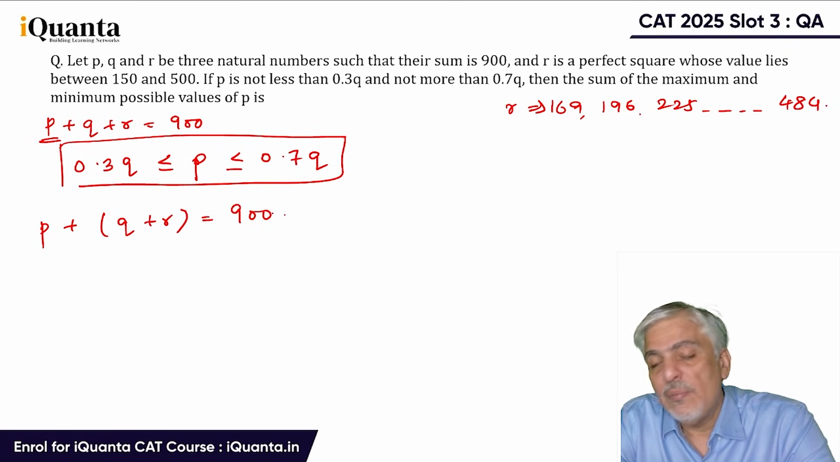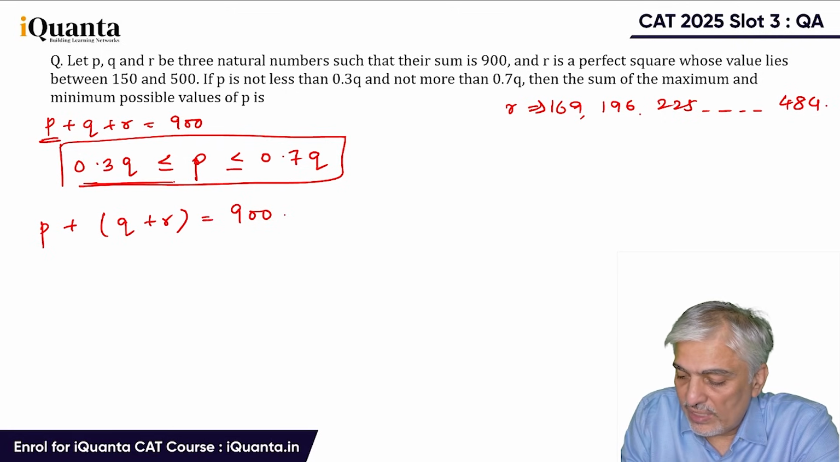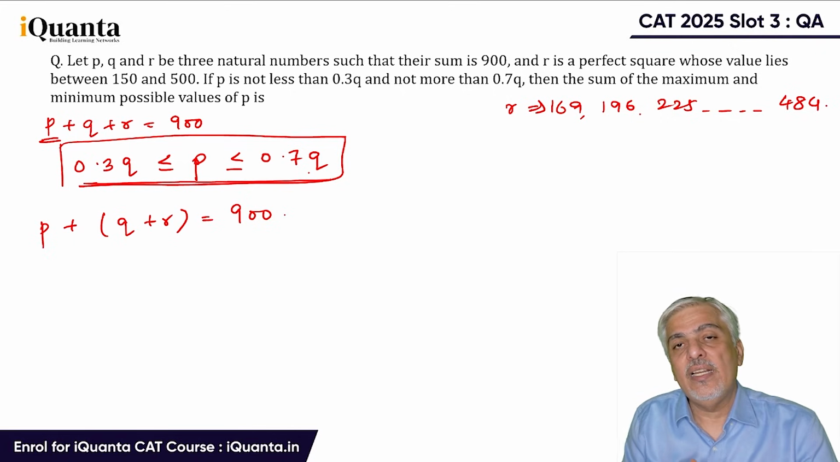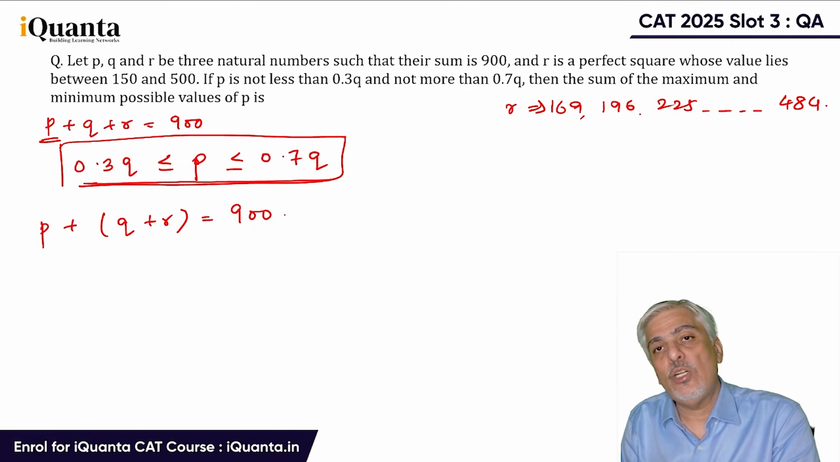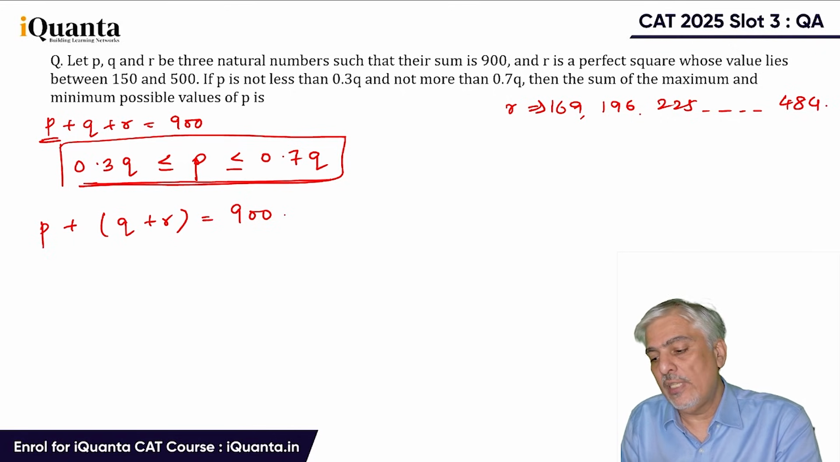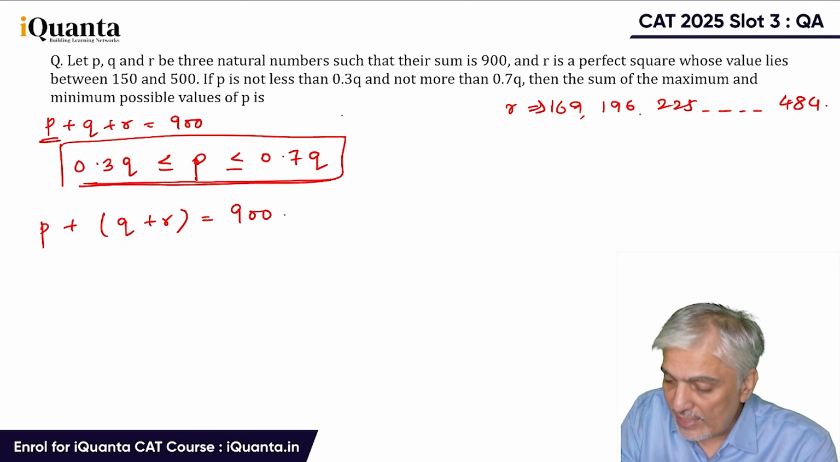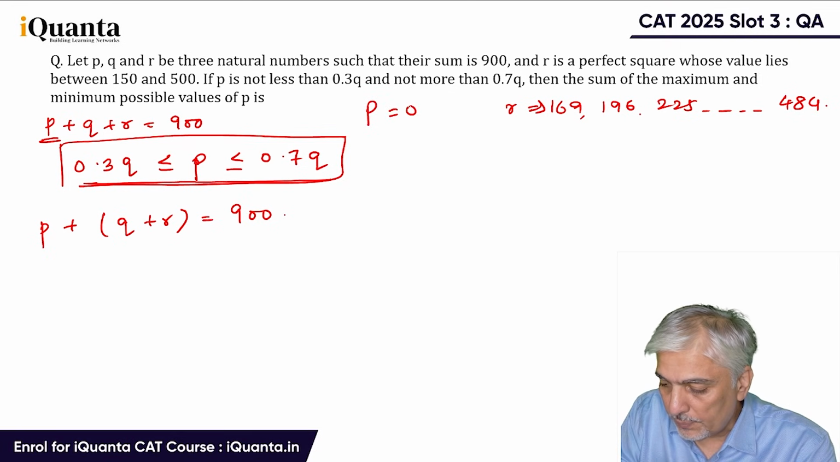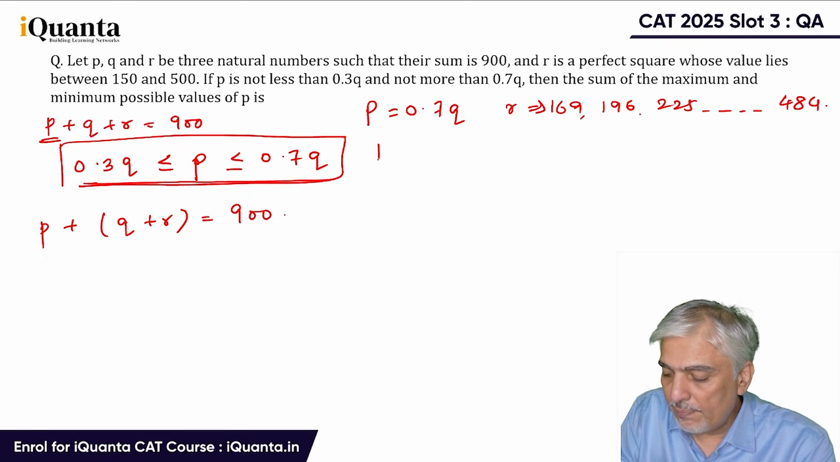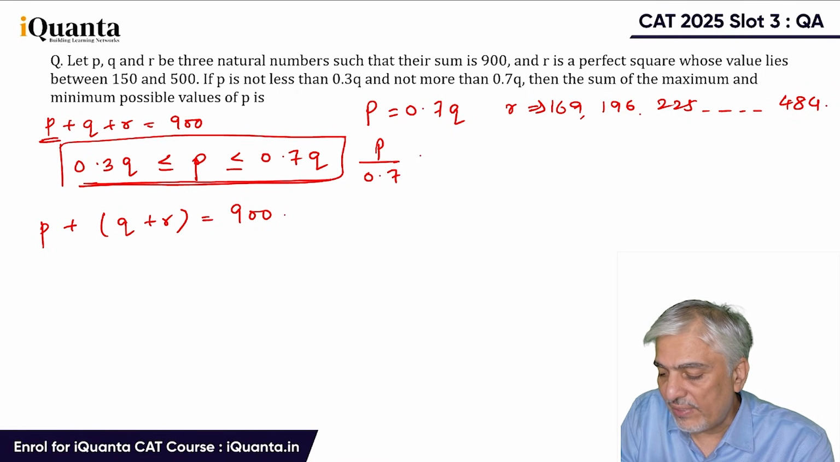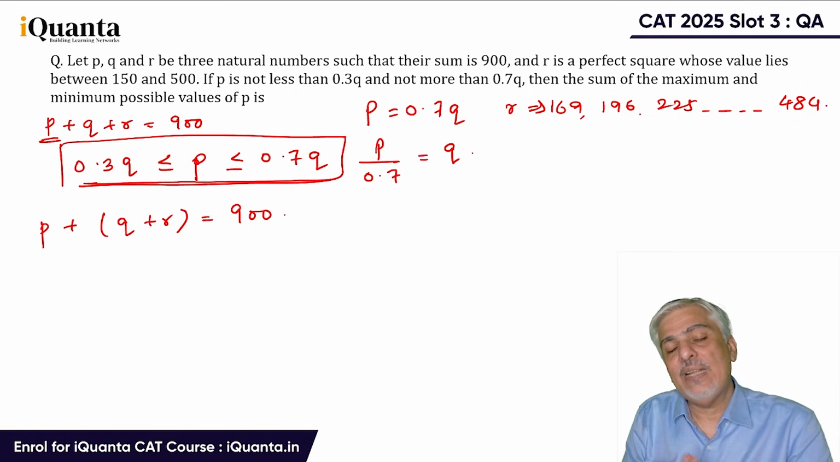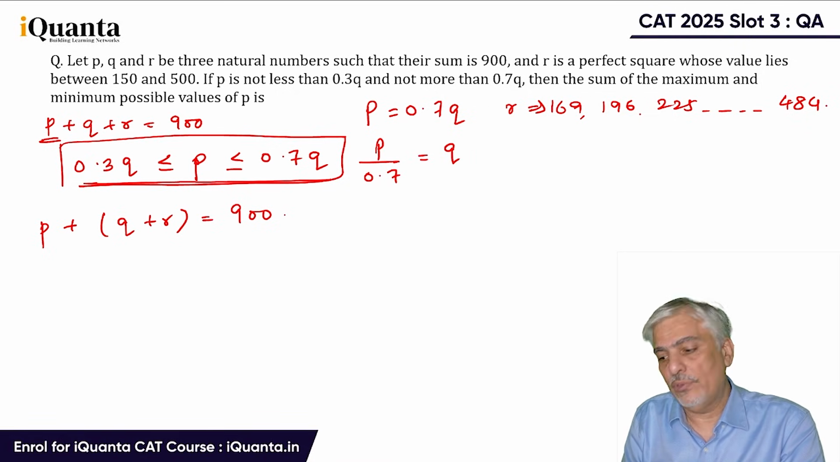When will Q be minimum? When will Q be minimum in this case? Out of these two, which case will we take? If P is less than 0.7Q, then Q will be P, or if P is equal to 0.7Q, then P divided by 0.7 will be Q. At that time, Q will be minimum, right?